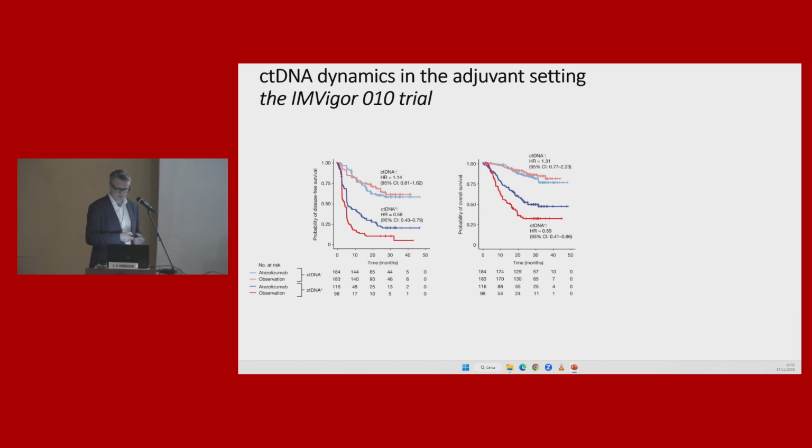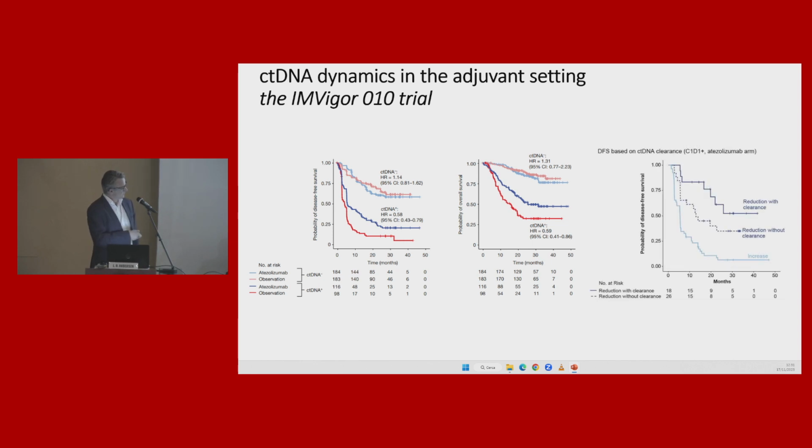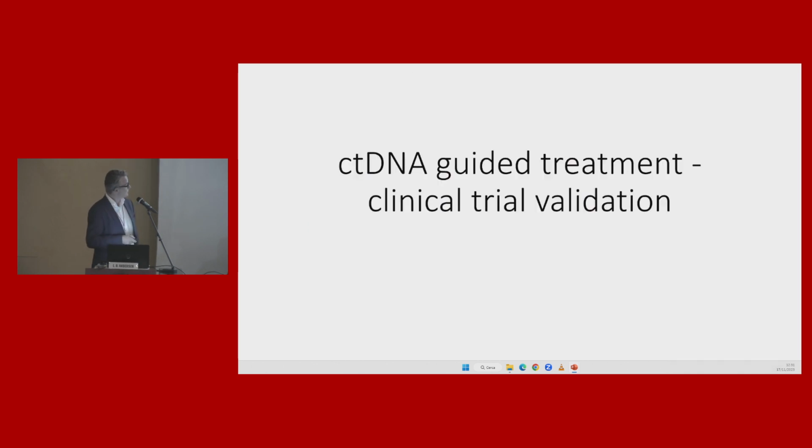Of course, there is this study that's been really driving the field in bladder cancer, the IMvigor010 trial, that had a negative endpoint, but when stratified by circulating tumor DNA, it was actually possible to see that patients that were ctDNA positive had a survival benefit of receiving atezolizumab in this study. And that's reflected in the survival curves here also when they look at the dynamics of the ctDNA during treatment.